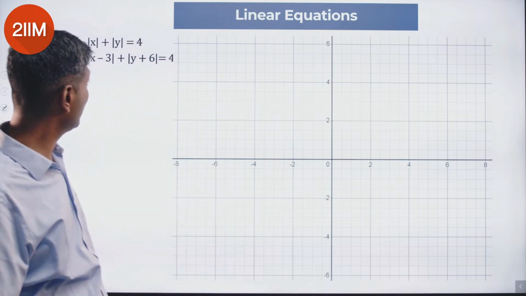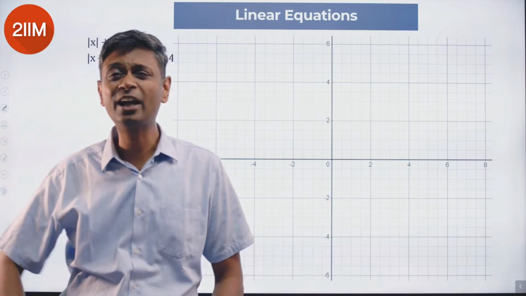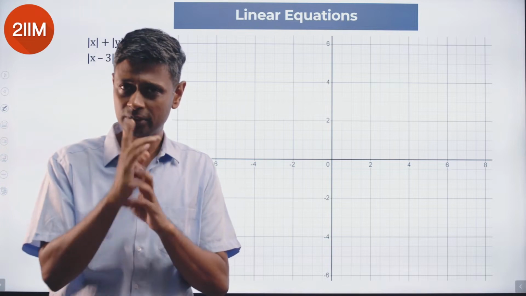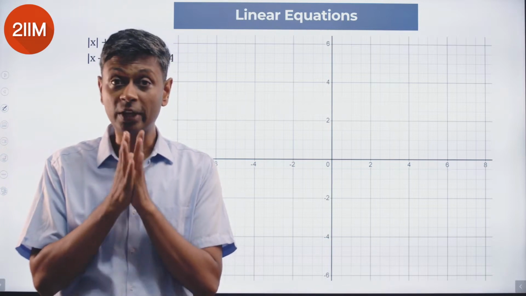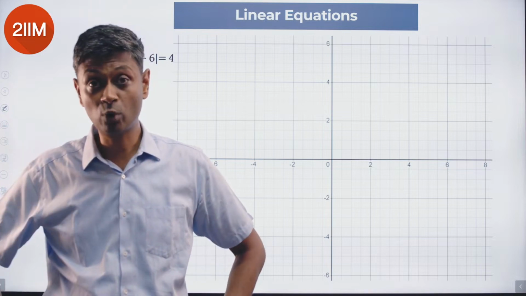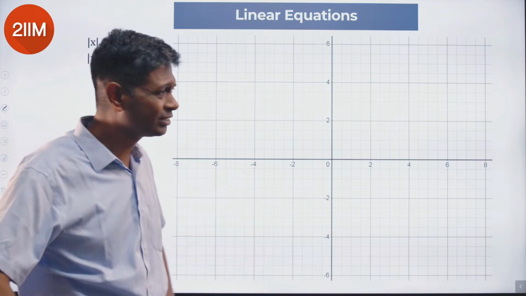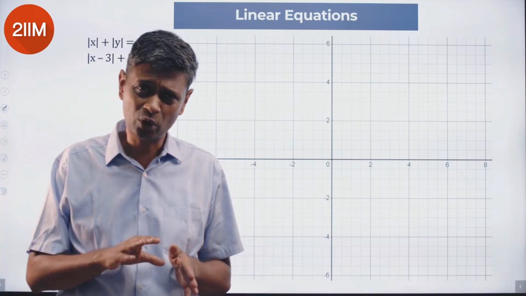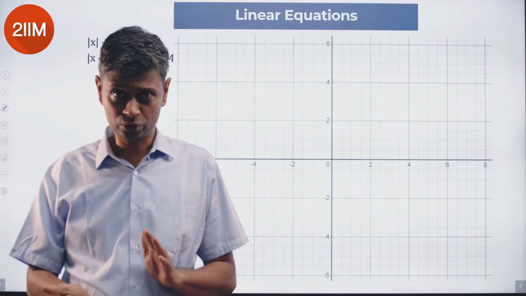Mod x plus mod y equal to 4. Find the area enclosed by this curve. And mod x plus mod y equal to 4. I'm sure all of you know what mod x means. Mod x plus mod y equal to 4. Mod x is modulus of x, plus modulus of 3 is 3, modulus of minus 3 is also 3.